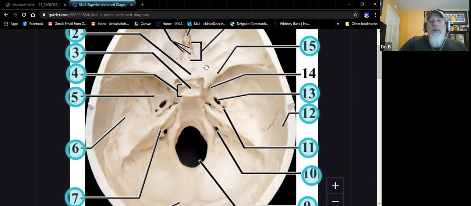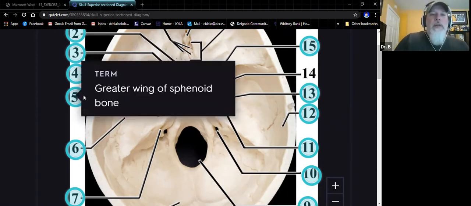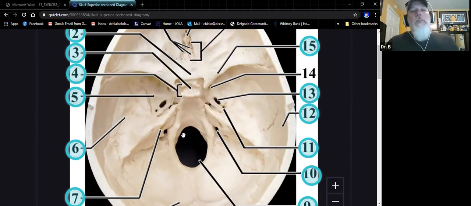Now, the sphenoid bone we described as being this butterfly-shaped bone. You can see the edge of it right there. It comes across, and you can see the other edge right here. So just like a butterfly, the sphenoid bone is going to have wings. Down here, number 5, that part right there, is pointing to the greater wing of the sphenoid bone. And number 15, right up here and on this side right here, is pointing to the lesser wing of the sphenoid bone.